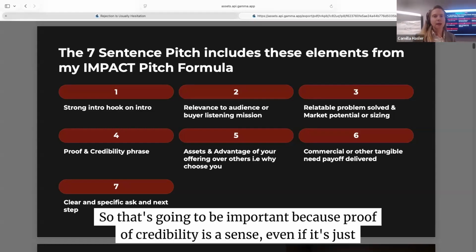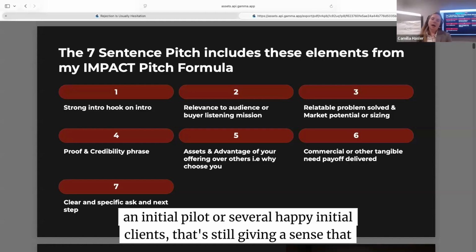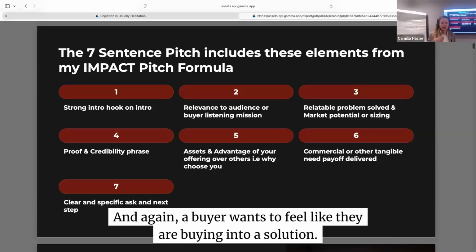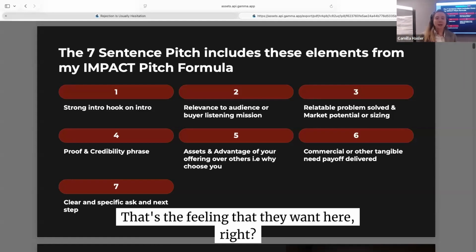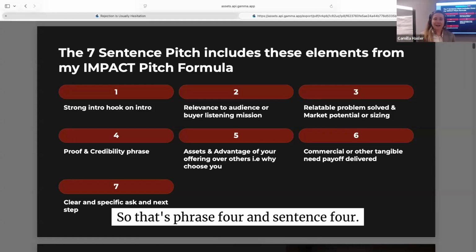That's going to be important, because proof and credibility gives a sense, even if it's just an initial pilot or several happy initial clients, that this works, this is effective. And again, a buyer wants to feel like they are buying into a solution which is highly effective. Not just any solution, but a good solution. That's the feeling that they want here. So that's phrase 4 and sentence 4.